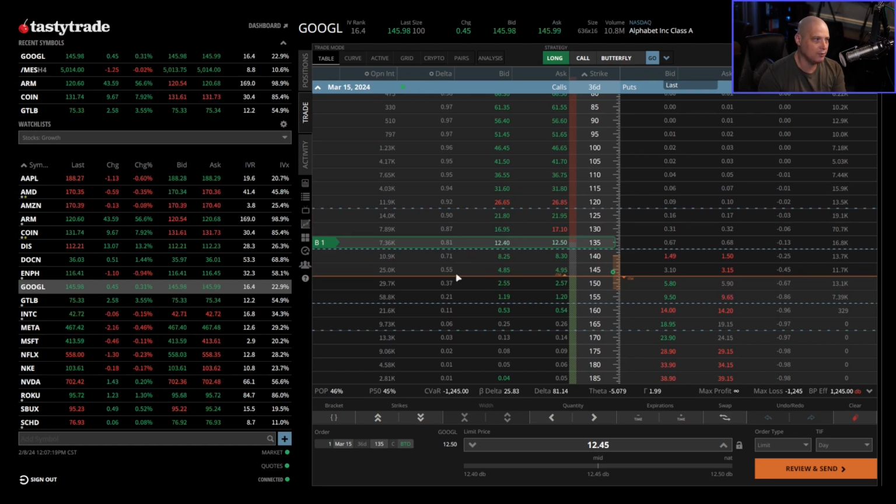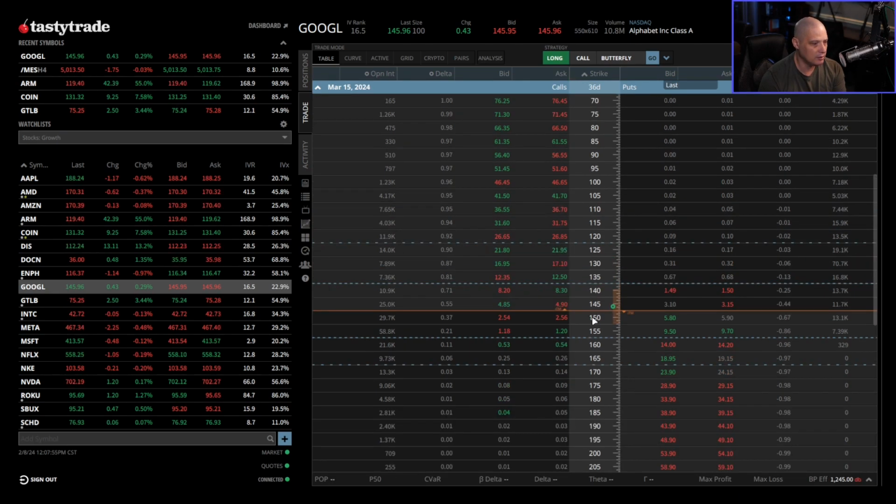Now on the flip side, if Google goes down $1, so it's currently trading at 146 and the market's open, that's why the price has changed. But let's just say Google's trading at $146 even, and it goes down exactly $1 to $145 even. What happens to my call option here that's 81 delta? Well, it loses value, right? It decreases in value by 81 cents.